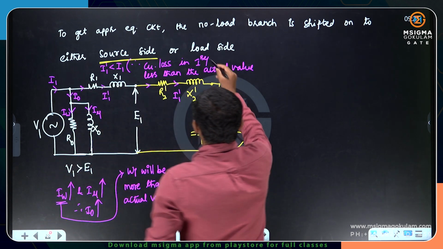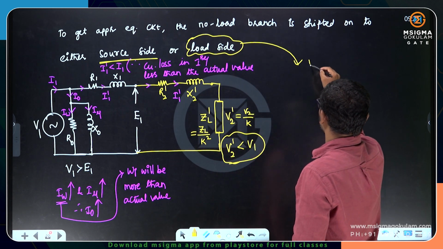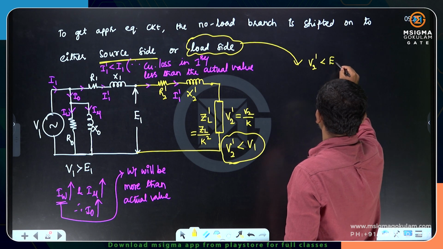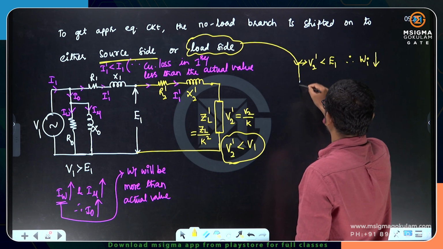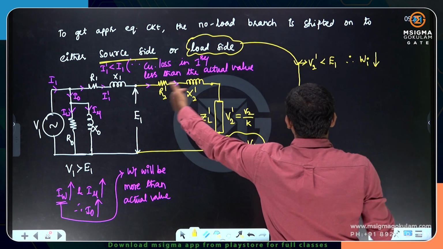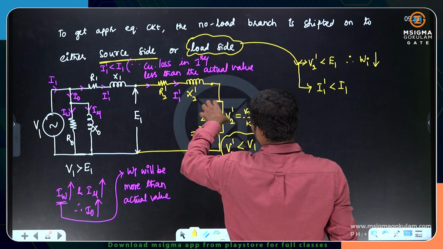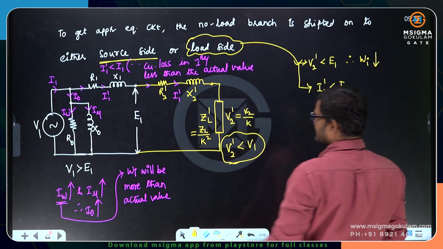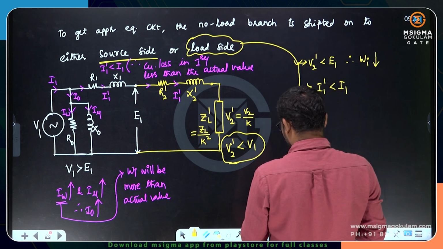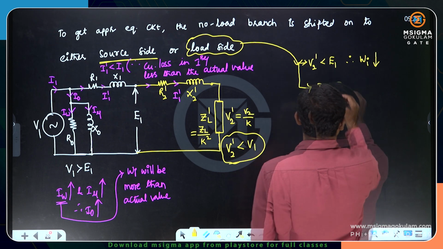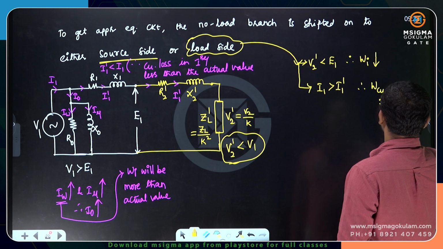So here I am writing, if you shift onto the load side, V2 dash is less than E1, therefore iron losses will reduce, and the secondary current I1 dash is less than I1, because now after shifting the no load branch parameter onto the load side, the current flowing through the secondary winding is I1. So I1 dash is less than I1, or I1 is greater than I1 dash. Therefore the copper losses in the secondary will increase.